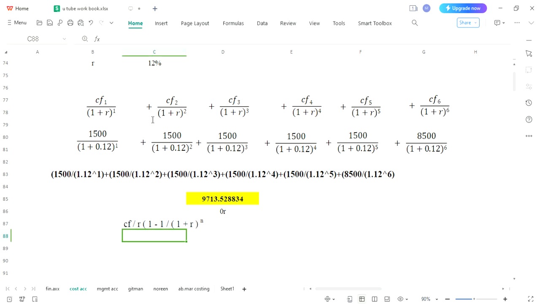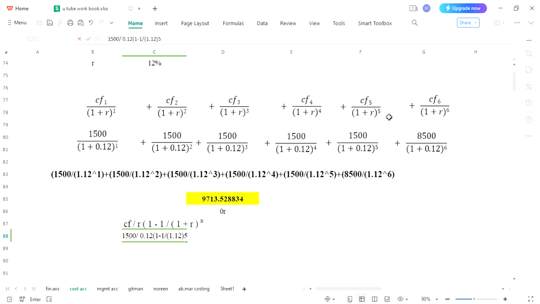Cash flows were 1500, the same for 5, then you need to divide it by the rate of return, that was 0.12. Start your bracket, 1 minus 1 divided by 1 plus r, that would be 1.12, and raised to power how much? Because you have the same values from 1 to 5, you will put raised to power 5.